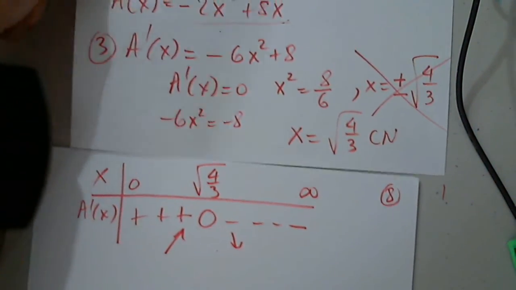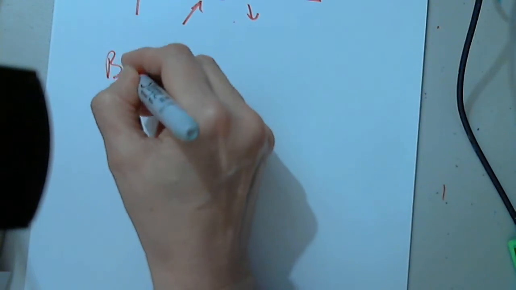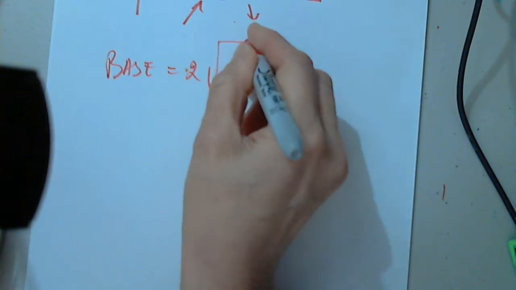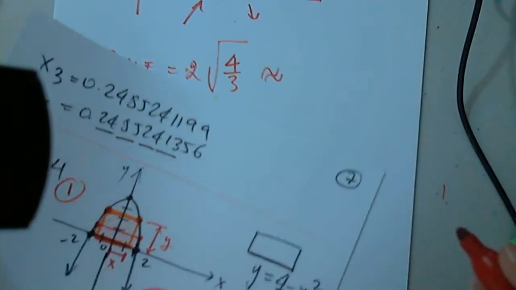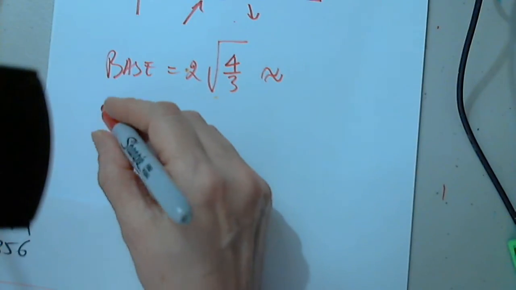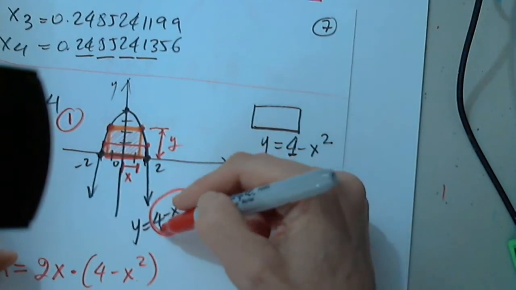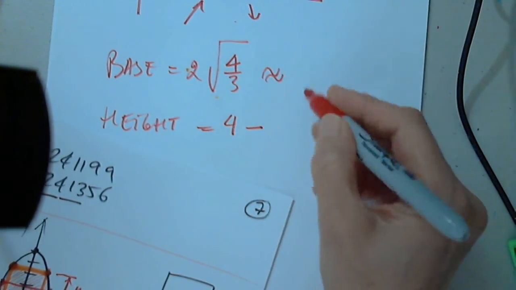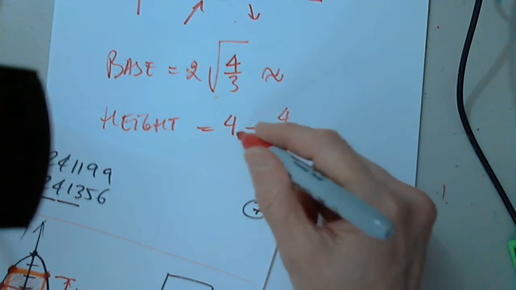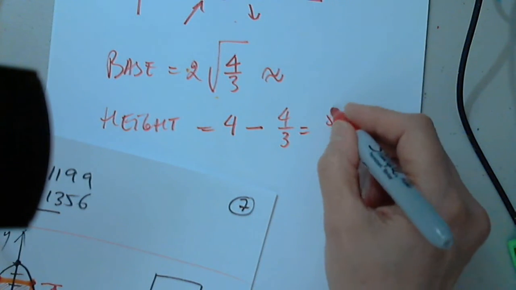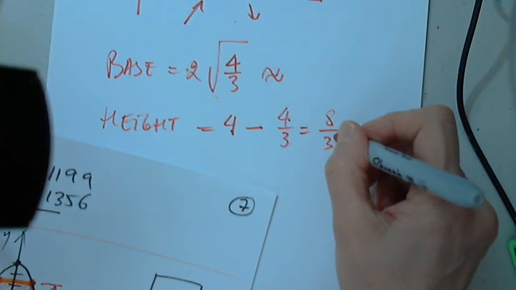So the base of the triangle is twice that, the square root of 4/3. And I can approximate it. About the height, the height is y. So it's 4 minus 4/3. So this is 3 minus 1 is 2, so 8/3, right? 3 times 4, 12 minus 4, 8.